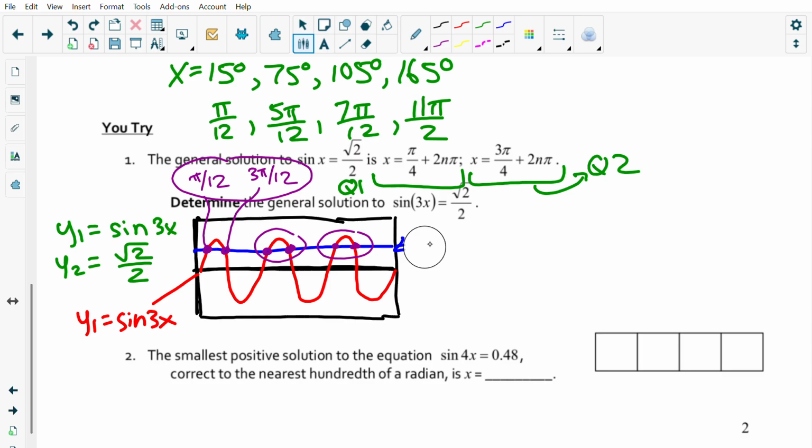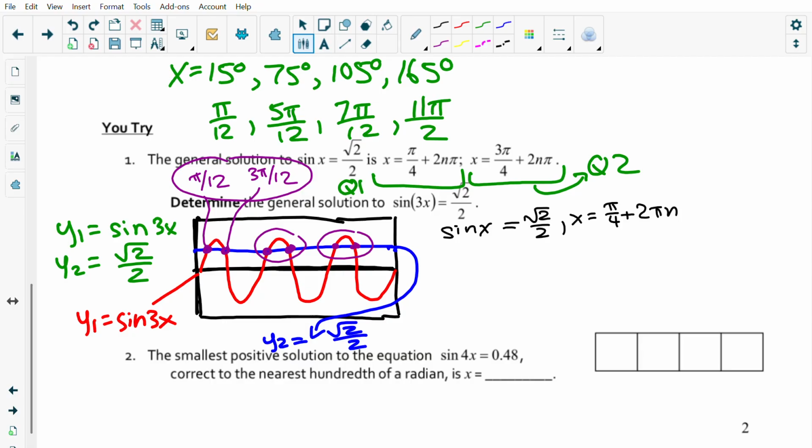let me make a little bit more room here. I'm just going to scoot this over a little bit right here. This is y2 equals square root of 2 over 2. If I have sine of x equals square root of 2 over 2, well, we've done this so many times. The solution is x equals pi over 4 plus 2 pi n, and x equals 3 pi over 4 plus 2 pi n.